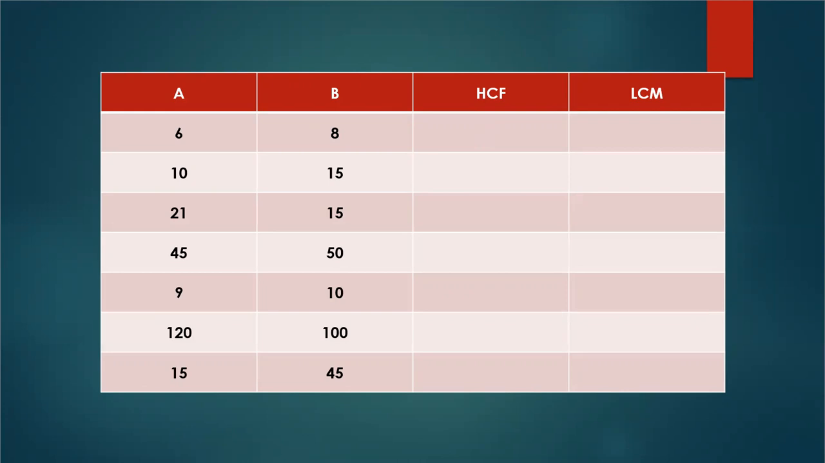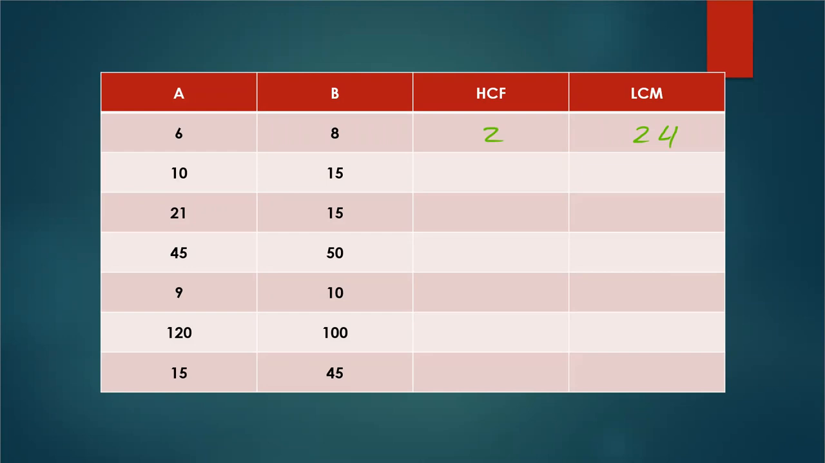Okay, that's a 2. And you can find the least common multiple by simply multiplying A and B and dividing by that 2. Multiplying A and B is 6 times 8, 48. Divided by 2 is 24. This is the least common multiple, not any common multiple, the least one.